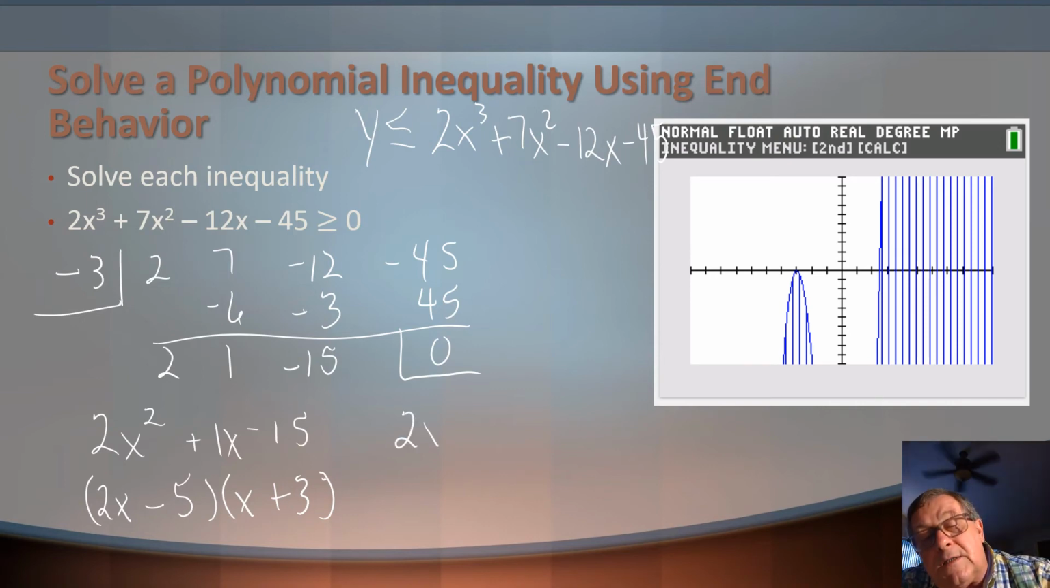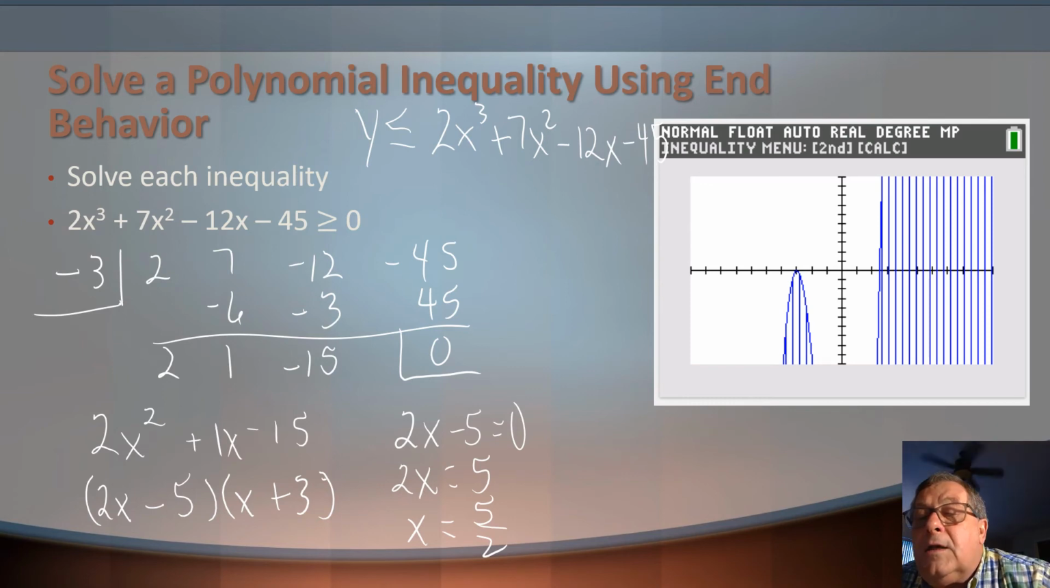So I got 2x minus 5 equals 0. Let's add 5 to both sides. 2x now equals 5. Divide by 2, and x is equal to 5 halves. And if I look over here to the right, that looks about right, because 5 halves is 2.5, and it looks like we've got an x-intercept right there about 2.5. That looks pretty good.